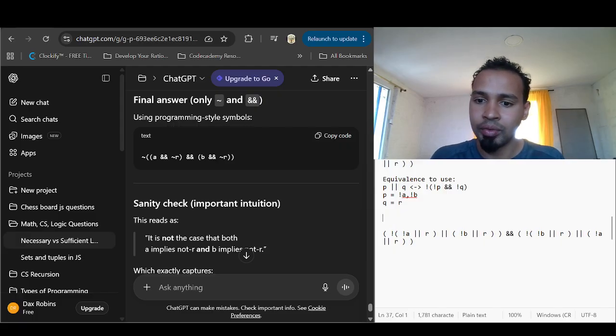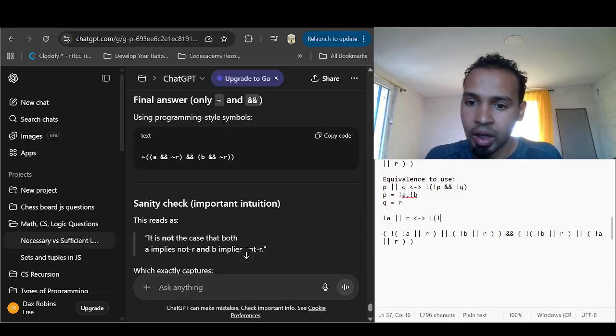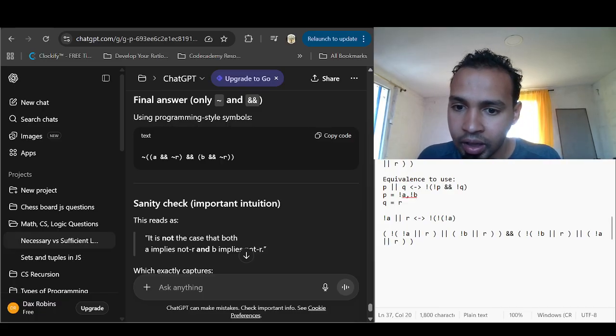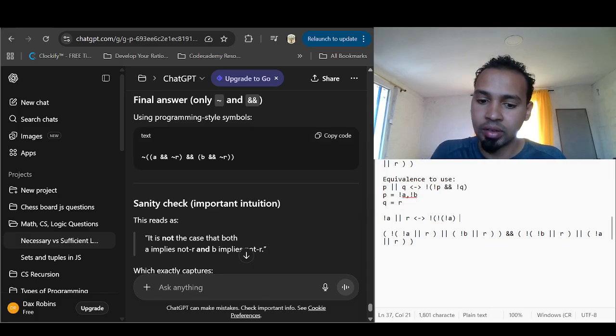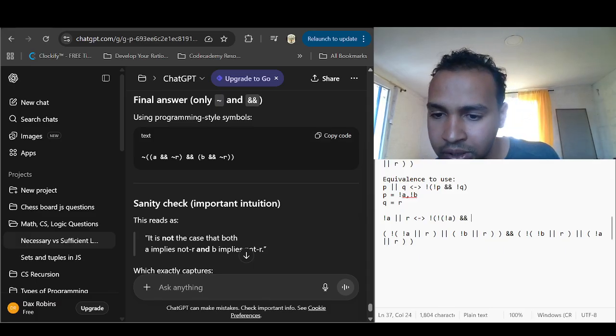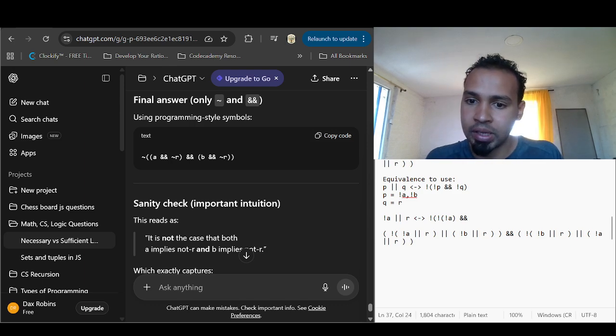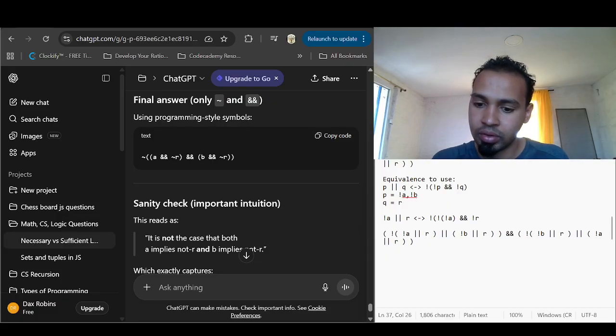So I think if I develop this equivalence a bit more, not A or R is equivalent to not A, because not A is P, and we already have two nots before. Not A, and what would be not Q? Not Q would be B. Actually, no, it would be not R, excuse me. So that's pretty straightforward. Okay.